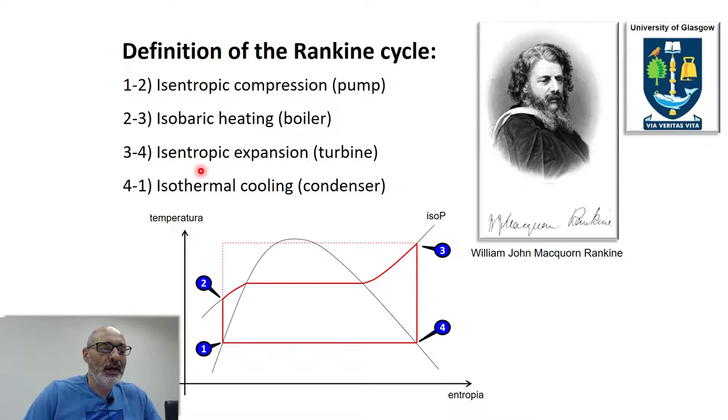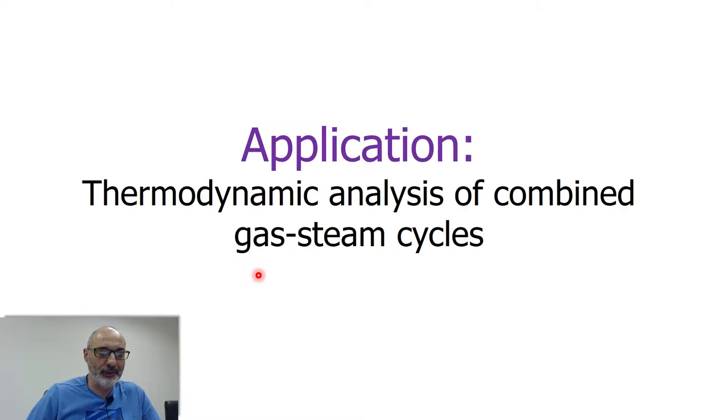Isentropic expansion at the turbine, that's exactly the same as in the Carnot cycle, and isothermal cooling at the condenser. This is also exactly the same as in the Carnot cycle. So the Rankine cycle is the closest that we can get to the Carnot cycle, because of these practical limitations that I mentioned before. So let's see some applications.